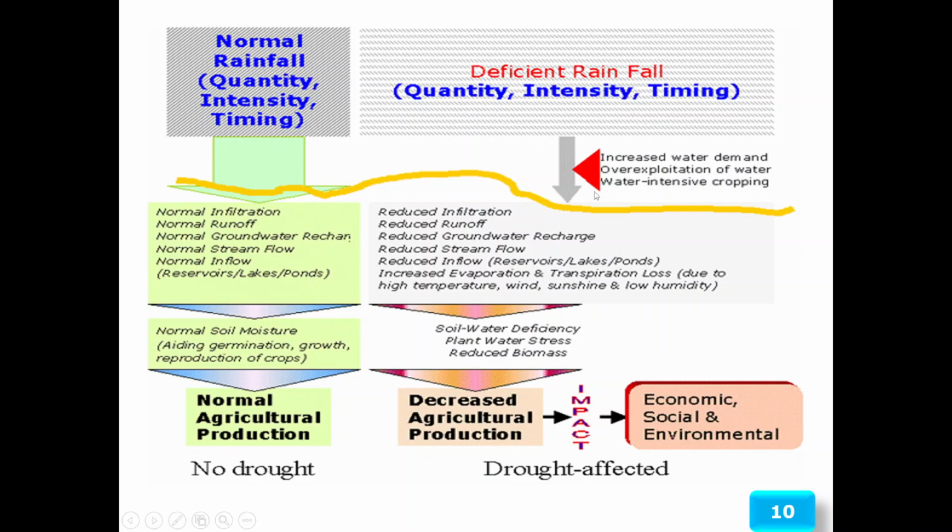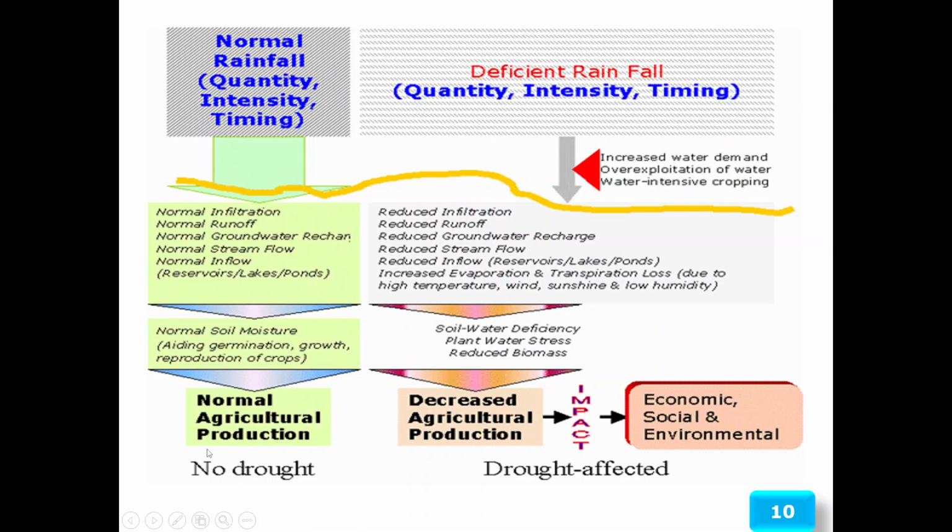Why? Because it increases the water depth and the over-exploitation of water for water intensive cropping. See the normal infiltration, normal runoff, normal groundwater recharge, stream flow, and inflow, which now make up the reservoir, lake, pond, well, and injection well, all the places. Whereas the normal soil moisture content aids the germination, growth, and reproduction of the crop area. So this is the normal production of the agricultural area.